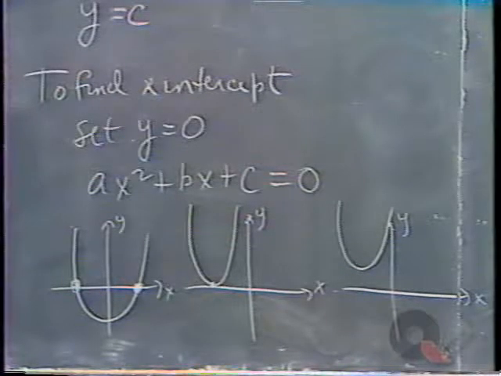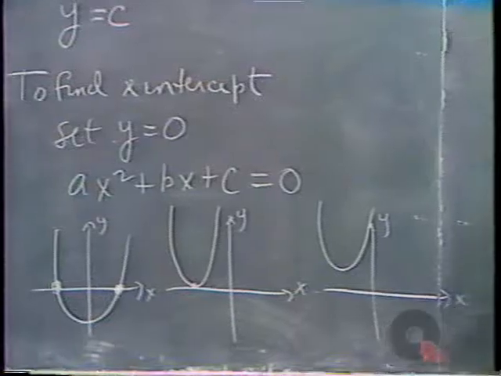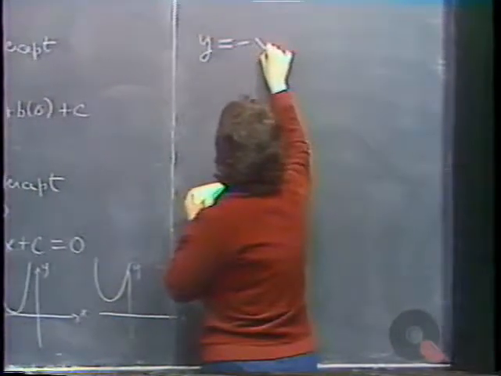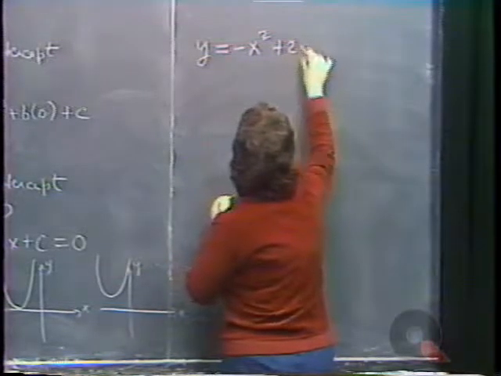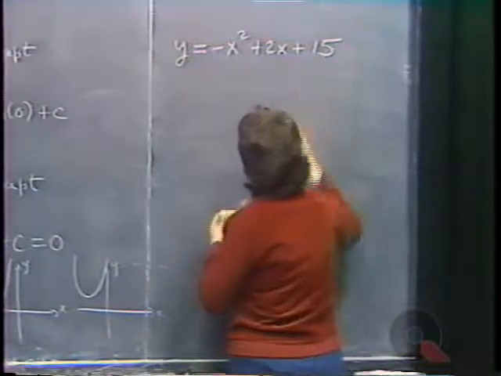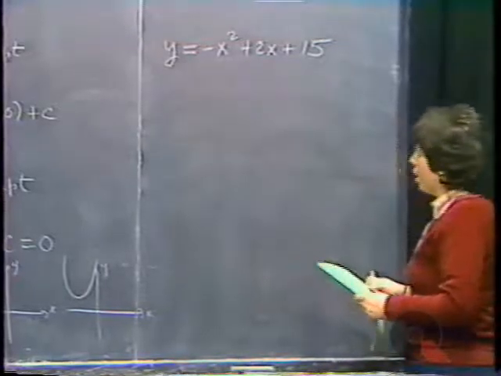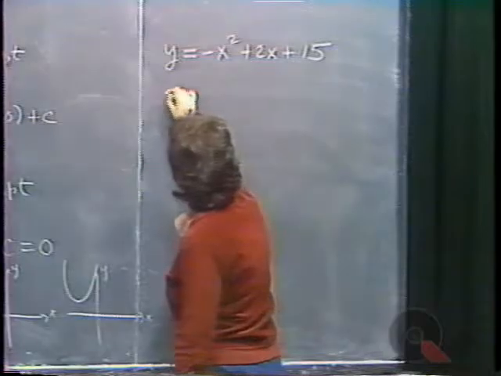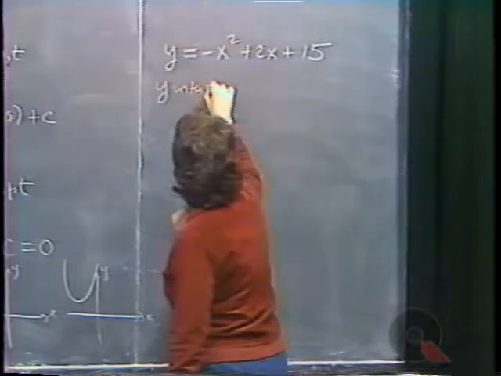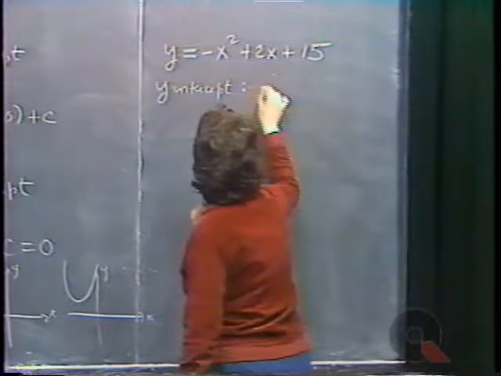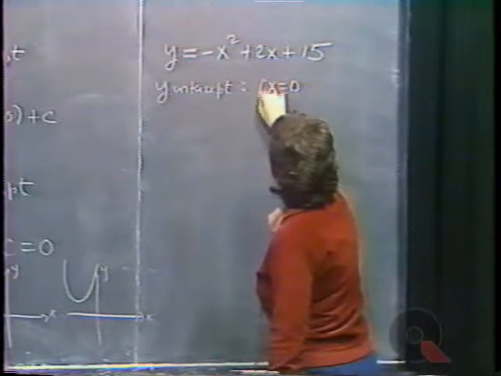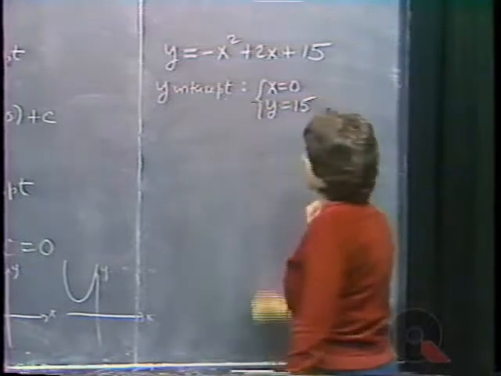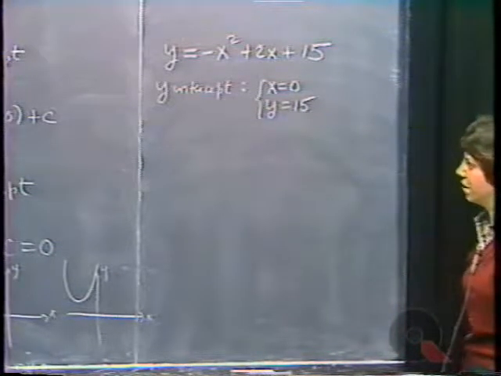Okay, let's actually get into some specific examples. Let's say we would like to sketch the parabola y equals minus x squared plus 2x plus 15. To get the y-intercept, we set x equal to 0, and we see when x equals 0, y is equal to plus 15. So the y-intercept is 15.